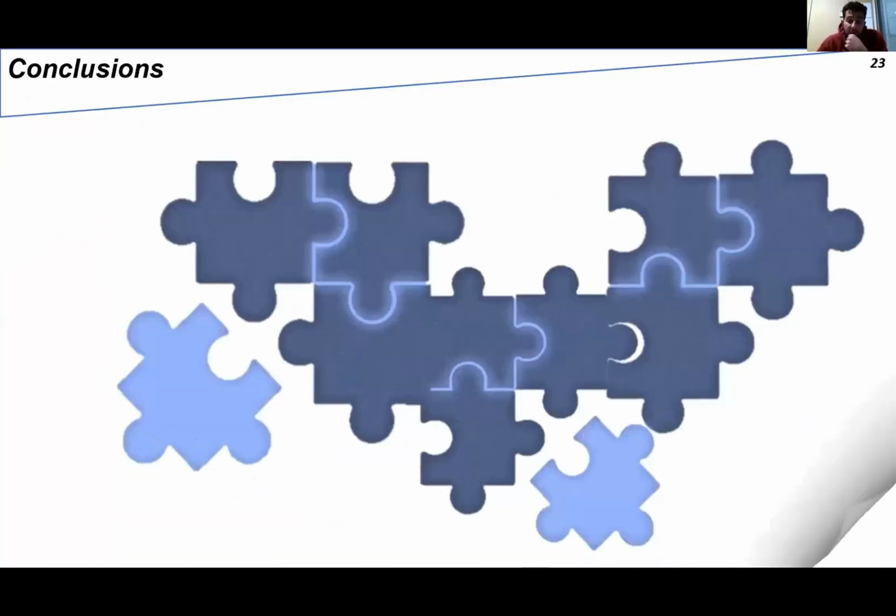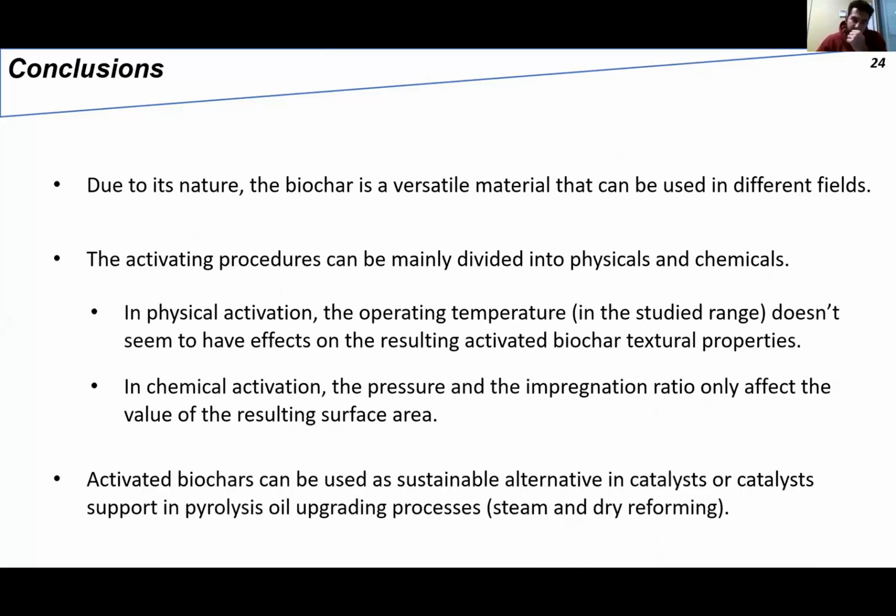So in order to conclude this presentation, biochar is a versatile material that can be used in different fields. The activation procedure, which can be divided into physical and chemical, is needed in order to employ the biochar. In physical activation, the operating temperature in the studied range does not seem to affect the textural properties of the resulting activated biochar. And in chemical activation, the pressure and the impregnation ratio only affect the value of the resulting surface area and not the pore size distribution. And at the end, the activated biochar can be used as a sustainable alternative in catalysis or as catalyst in pyrolysis upgrading processes.